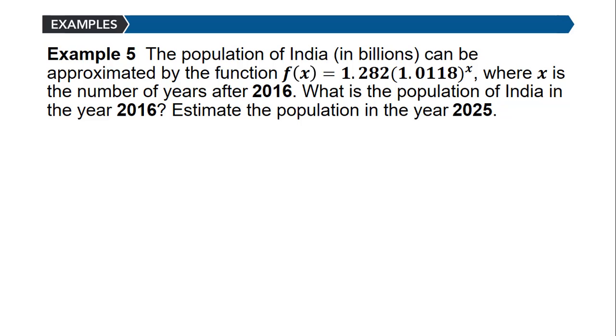Now, here's another example that deals with exponential functions. It is modeling population growth. So we said that the population of India in billions can be approximated by the function f of x equals 1.282 times 1.0118 to the x, where x is the number of years after 2016. What is the population of India in the year 2016? And then we want to estimate the population in the year 2025.